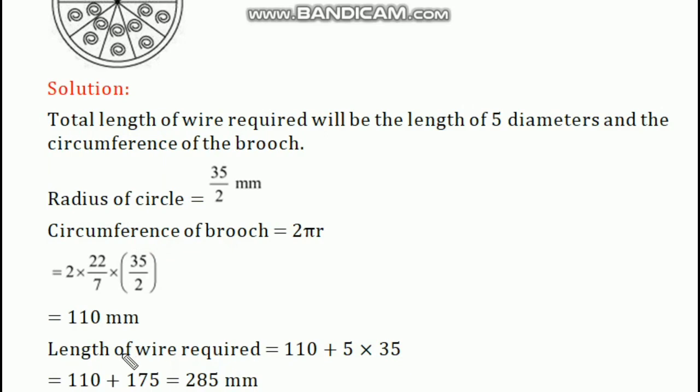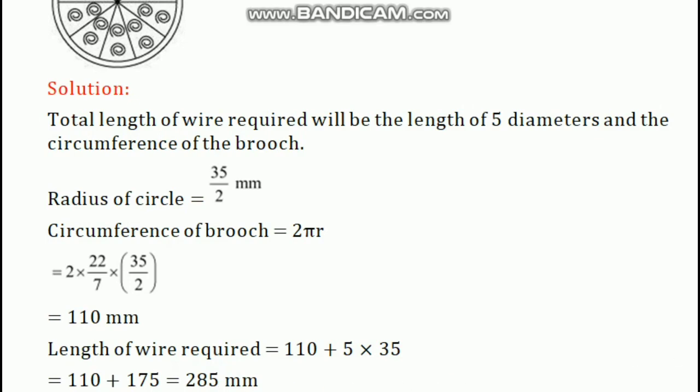At the same time, what is the required length of wire? So the required length of wire is 110 plus 5 into 35. So 5 into 35 is 5 diameters, where each diameter is 35. So 5 into 35 is 175. So the length of the wire required is 285 millimeter.